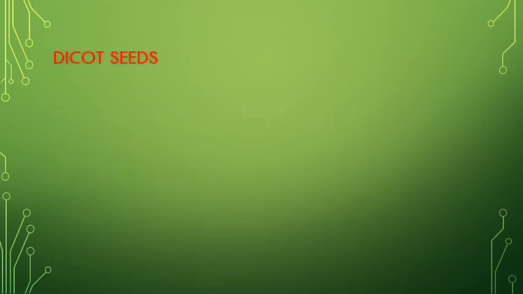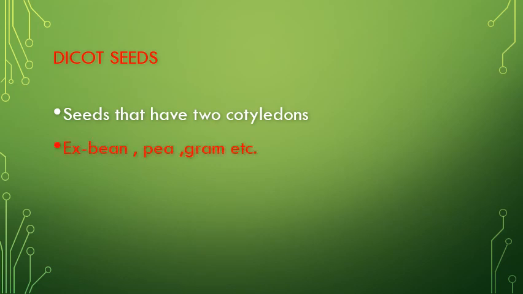Now, second, dicot seeds. Seeds that have two cotyledons are called dicot seeds. Here, di means two. Examples are bean, pea, gram.